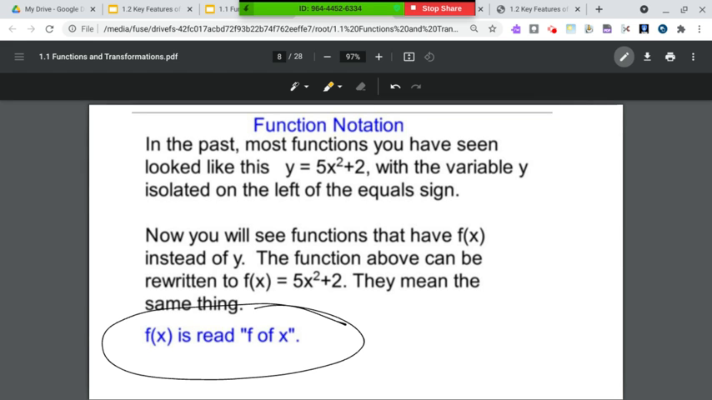Again, you don't really have to write this as long as you know this here. f of x, do you remember that this is considered function notation? You're going to see this a lot. So f of x is read f of x, and it's called function notation. It essentially means the same thing as y equals.